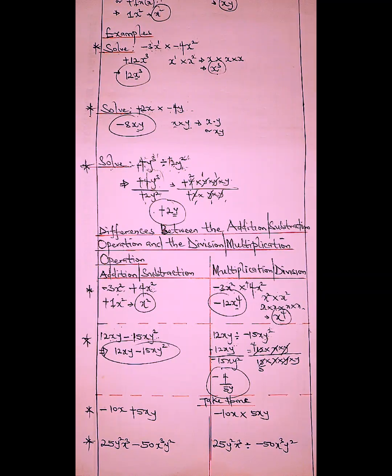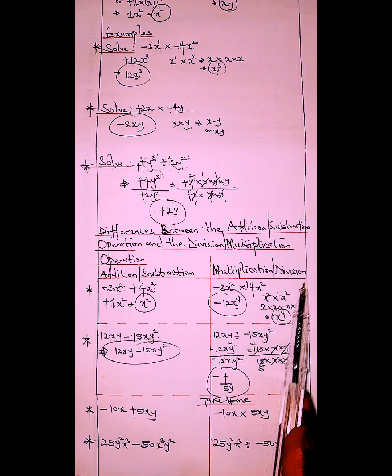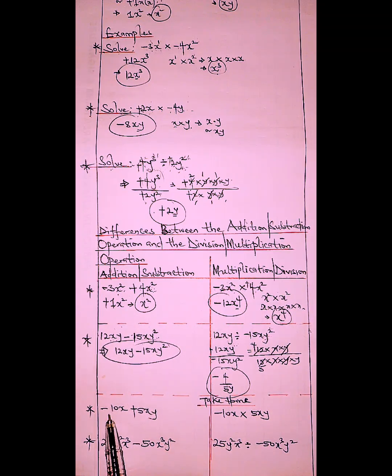Okay, guys, at this point it is high time we got ourselves tested to know how much we've gotten from today's exposition. So a couple of questions as a take home. The first is under this very group, don't forget addition and subtraction and multiplication and division. So we have solve or simplify minus 10x plus 5xy, while on the other side minus 10x times 5xy. That's for the first set.